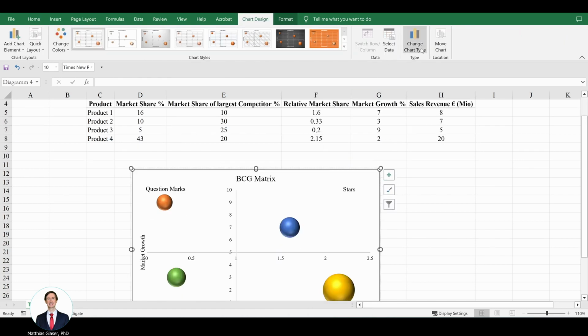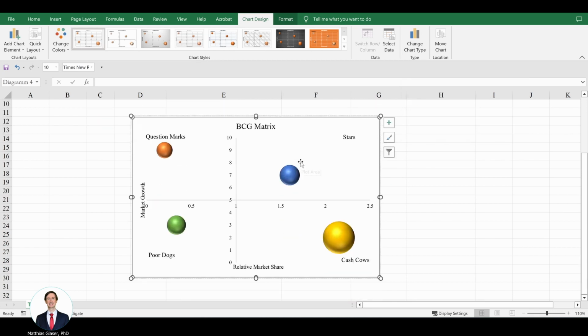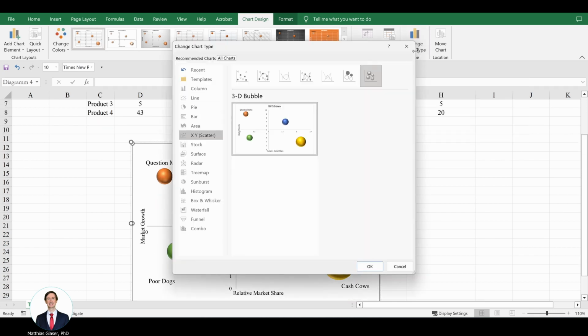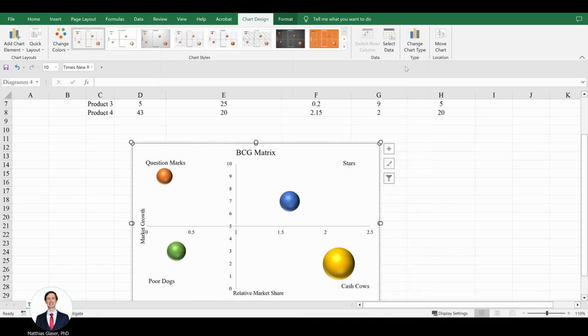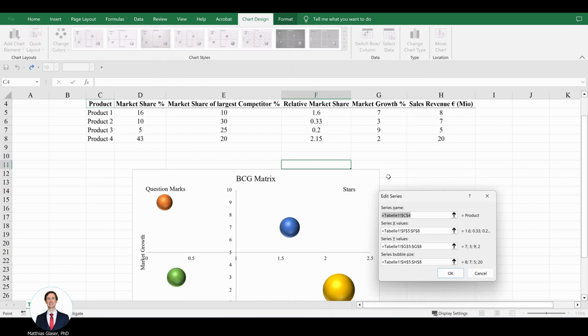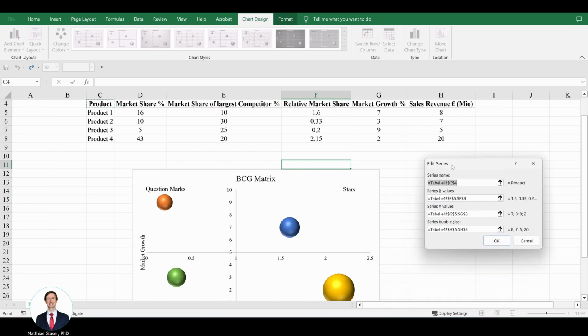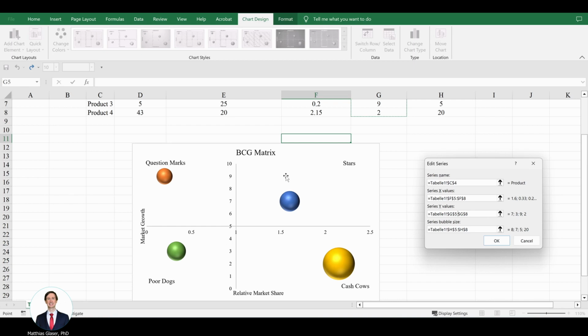So if you want to actually plot it in this kind of style, I used, for example, a 3D bubble plot, but you can use any scatter plot, so you get points for your x and y coordinates of the product. And then you only need to specify the data. I use 3 values here, which are of interest. There you have the series name, which would be the product, and then the x values, which are the relative market share, and then the market growth. And then you already have your BCG matrix or growth share matrix, right?